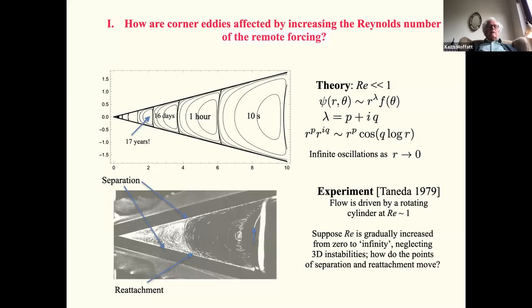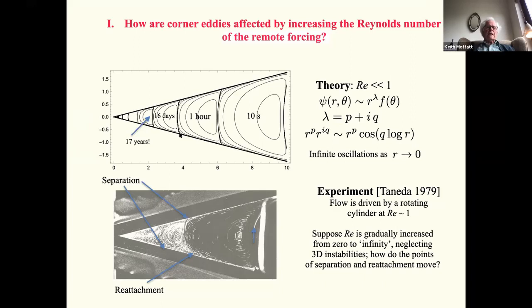So first question, how are corner eddies affected by increasing the Reynolds number of the remote forcing? I think you're all familiar with this sort of picture. If you have two fixed plates on which you have no slip condition and you generate a flow, for example, by a rotating cylinder out here at some distance from the corner, then you generate an eddy, which actually separates. I call this Stokes separation, because this is low Reynolds number flow. It separates and reattaches and generates a second eddy. And if this happens once, it's going to happen again with a separation here and a reattachment here.